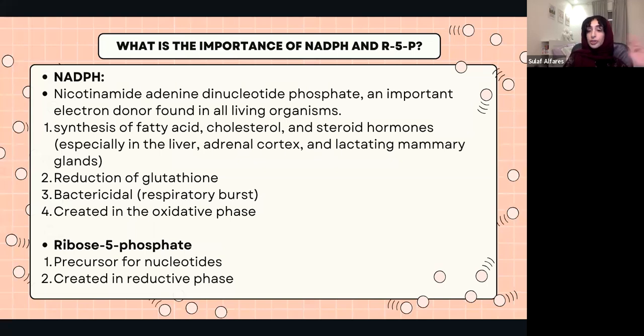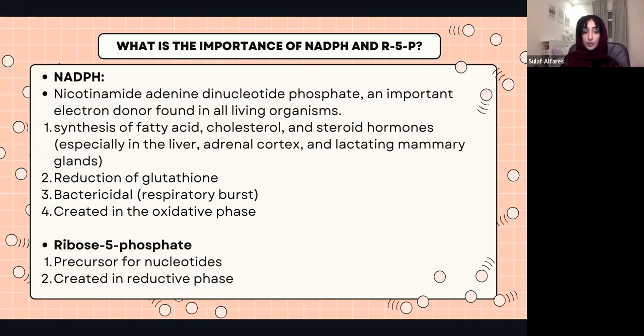And it's important for three things. One, it's gonna help us synthesize fatty acids, cholesterol, and steroid hormones. Another way this could be mentioned in questions or when you read about this, it's gonna participate in anabolic reactions. As we know, anabolism is the creation of molecules from smaller things. And it's also going to participate in reductive pathways, okay? So all of these three things mean the same thing, just remember them. And where is NADPH important? In three main organs: the liver, the adrenal cortex, and the lactating mammary glands, okay?